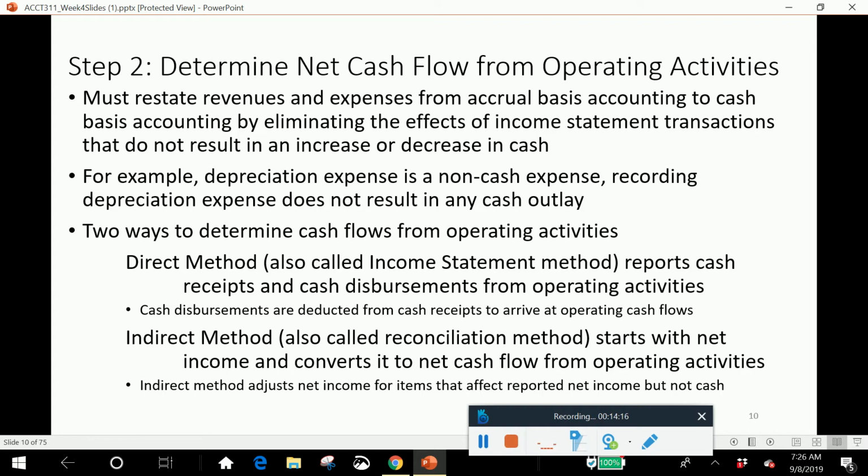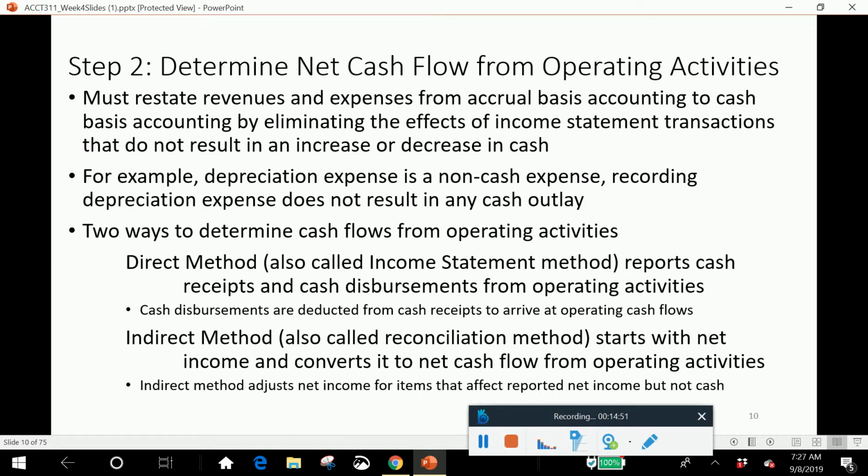Okay, step 2 now is to determine our net cash flow from operating activities. As I mentioned earlier, we are basically restating our revenues and expenses from accrual basis accounting to a cash basis by eliminating the effects of income statement transactions that do not result in an increase or decrease in cash. So what we basically need to adjust for are non-cash items. The easiest, most straightforward example to think about is depreciation expense.